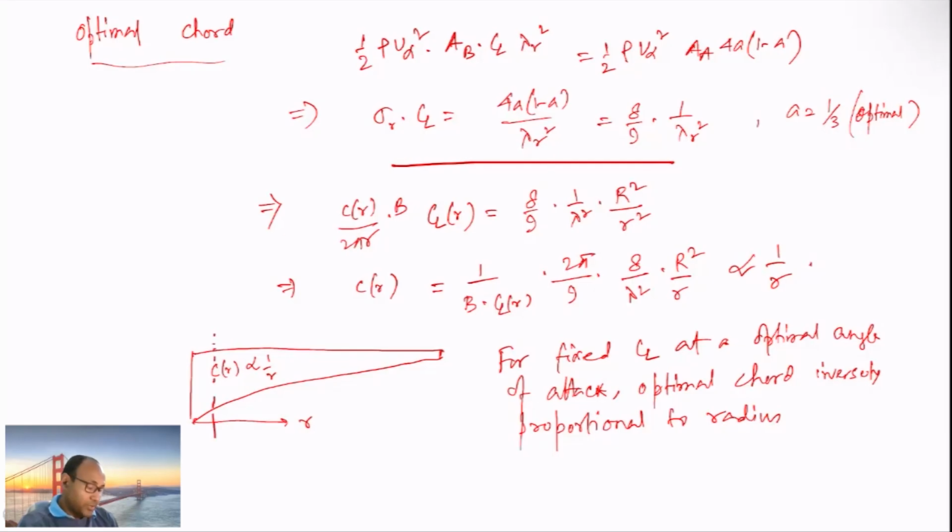location, you have different chords. Here is a different chord, here is a different chord here. So in a horizontal axis wind turbine, which is very typical, when you move away from the rotor hub towards the tip, there are different kinds of airfoils with different kinds of chords which are used. So that is another important design consideration that one has to take into account while doing all this design.